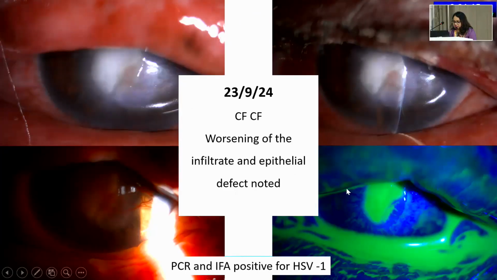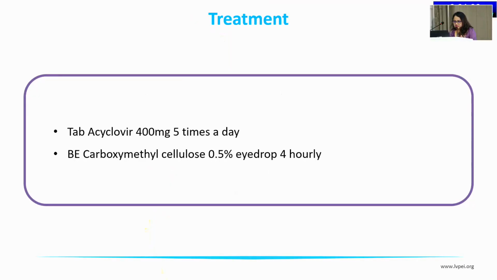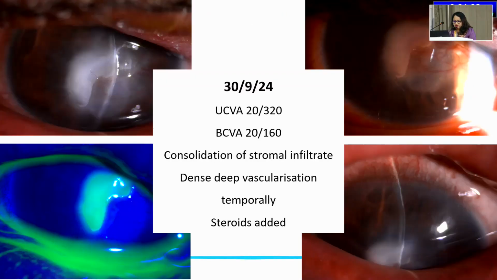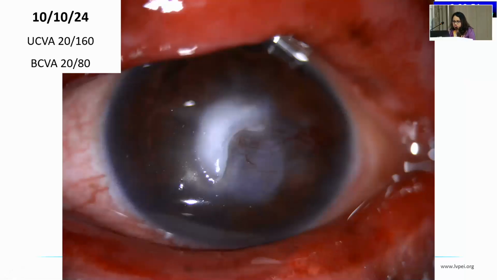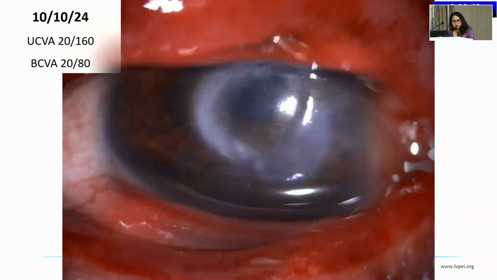However, within the next 3 days, the patient worsened, and by this time we had the PCR report, which came out to be HSV positive. So we now started the patient on tablet acyclovir along with CMC, and within a week's time we could see that the ulcer edges had consolidated and vascularization had started, and this is when we added steroids. The patient gradually improved. However, the course was extremely prolonged and it took around 3 months for complete visual recovery.